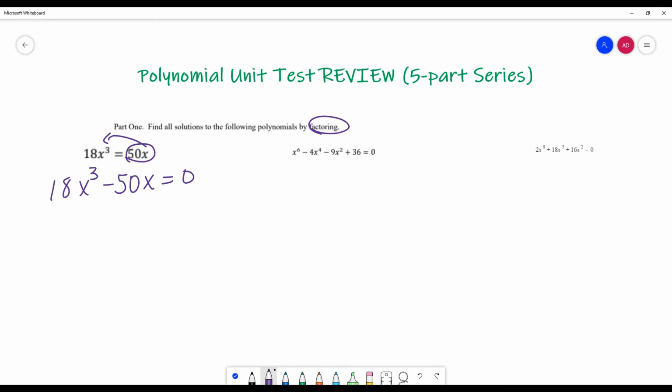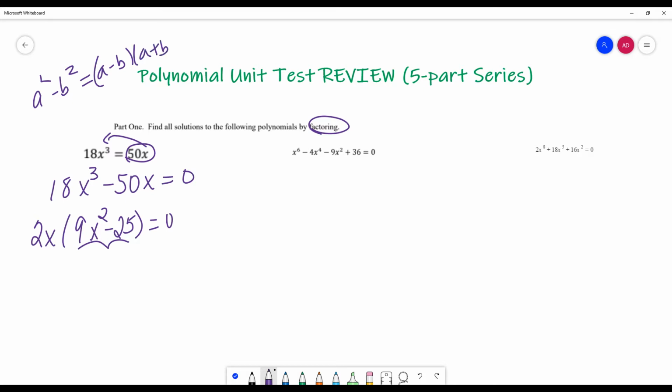First question you always ask yourself when you're sitting down to factor: what's common? There is a 2x common to both these terms, which is going to leave me with 9x squared minus 25. And now you're thinking to yourself, whoa, I remember that stuff. That's the difference of 2 squares. a squared minus b squared. You've seen pictures: a minus b, a plus b. So I'm going to factor this using the difference of 2 squares.